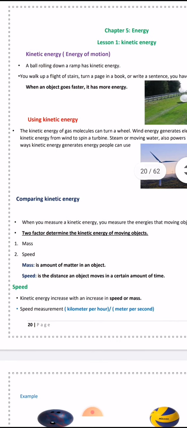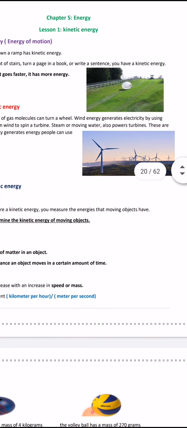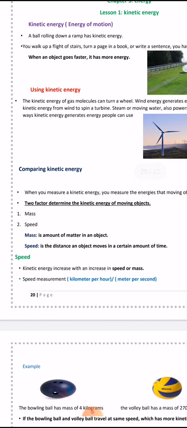When you measure kinetic energy, you measure the energy that moving objects have. Two factors determine the kinetic energy of moving objects. So we have two factors that affect the kinetic energy of any moving object. These two factors will be mass and speed. So first we should know the meaning of mass.